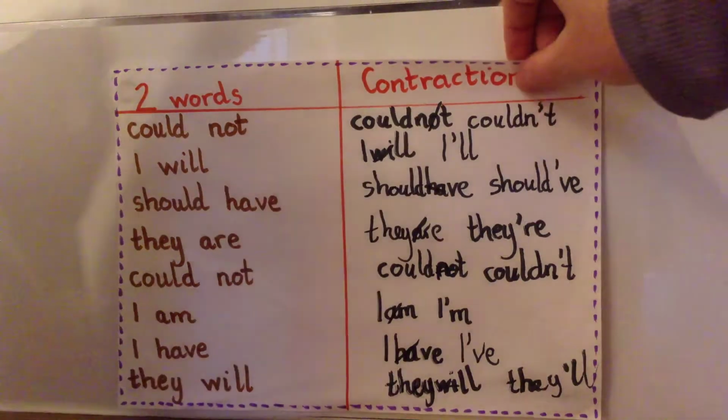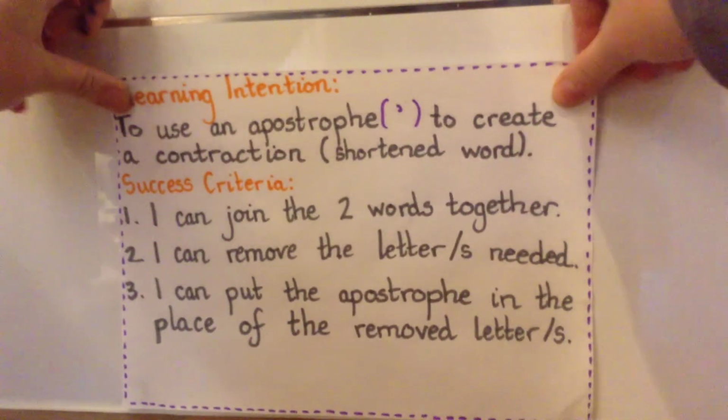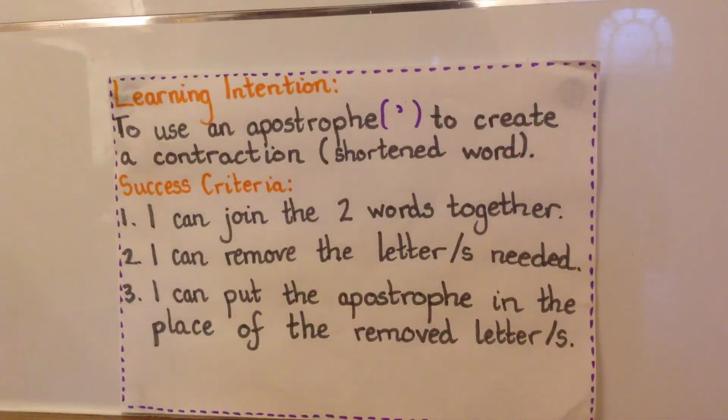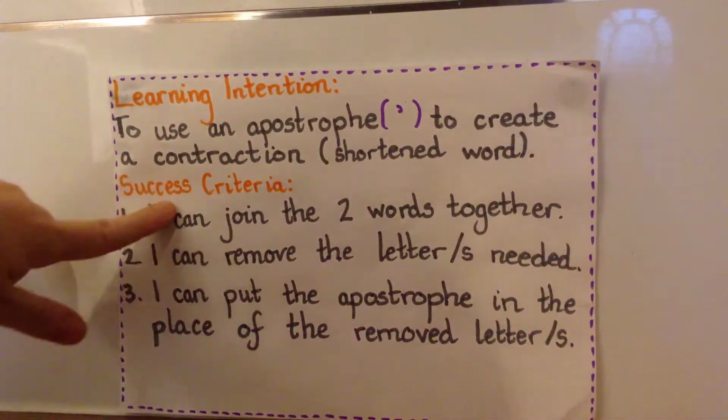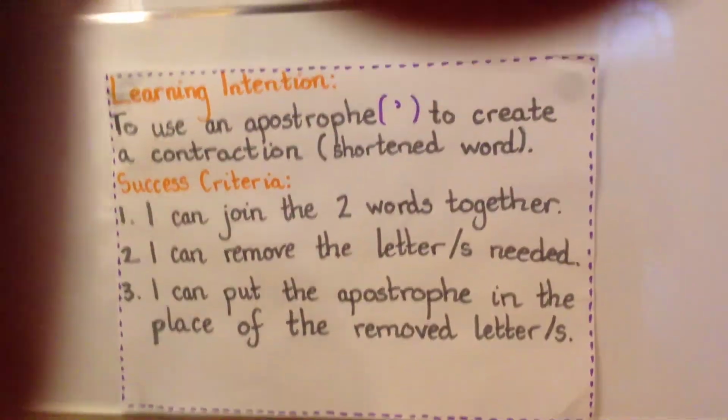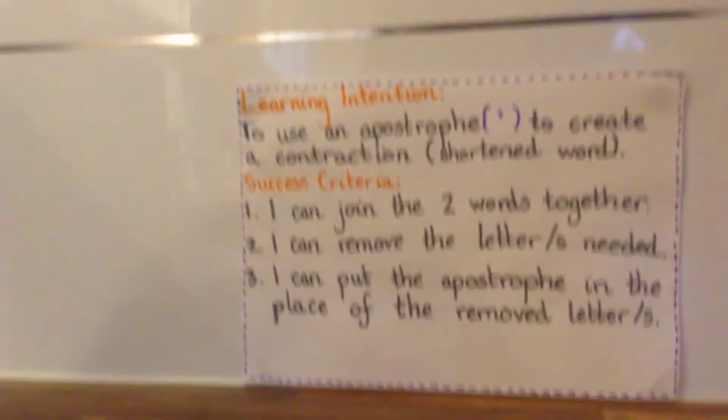So let's go back to our learning intention, which was to use an apostrophe to create a contraction or a shortened word. So I think from doing that, if you managed to do all that, then you should have followed these three easy steps and you should now be able to do this. So what I want you to do is show me a thumbs up, middle or down on how you think you got on. Alright. Now once you've done that, I've got a little task I'm going to leave you with.